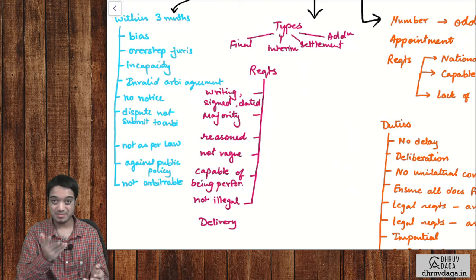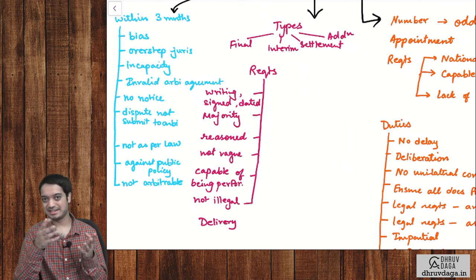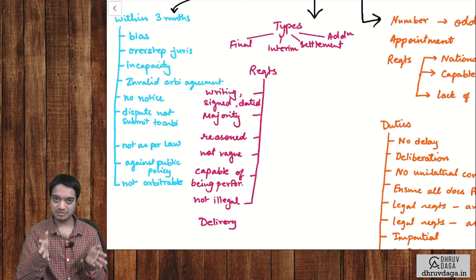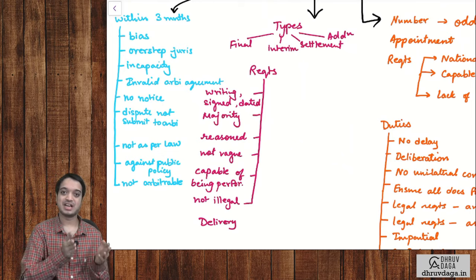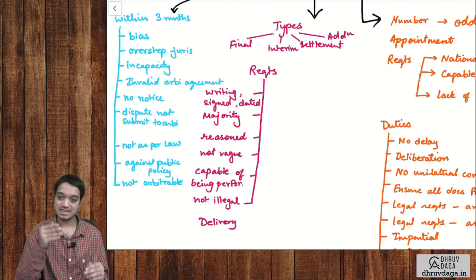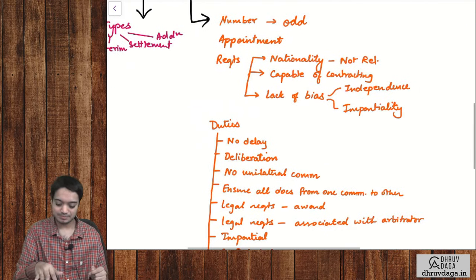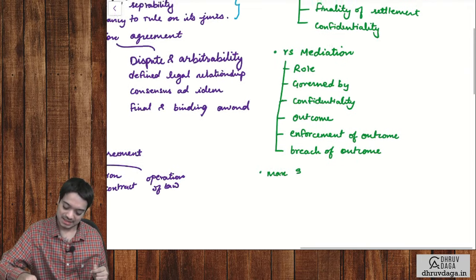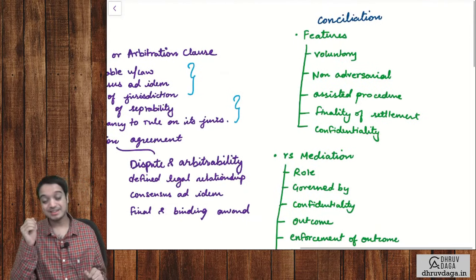Dispute not submittable to arbitration. Then, not as per law, against public policy, and not arbitrable. There are certain disputes which are not arbitrable. We spoke about them. If judgment is given on those, you can raise a challenge against it and it will be reversed. It shall be set aside. This completes arbitration for us. Let's move on to conciliation.